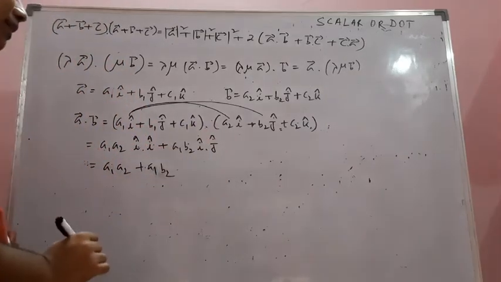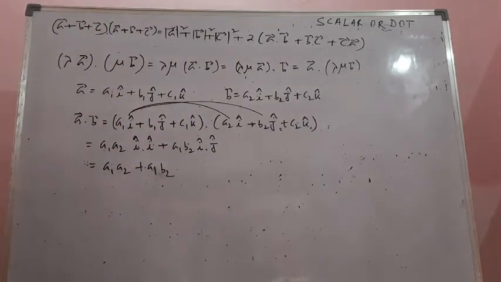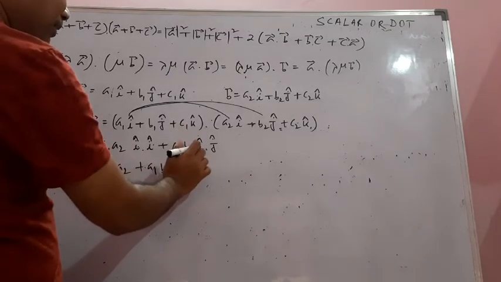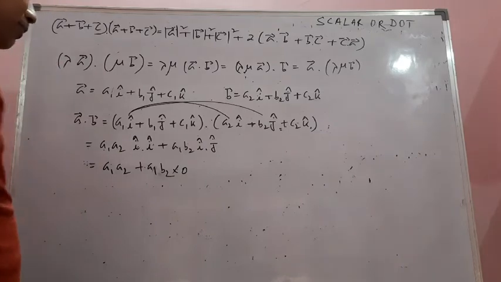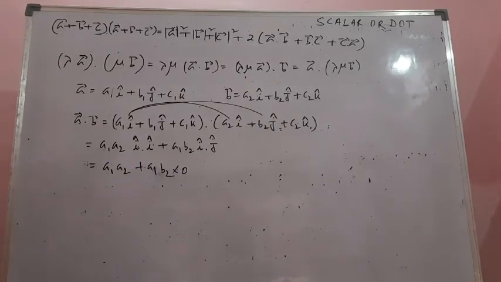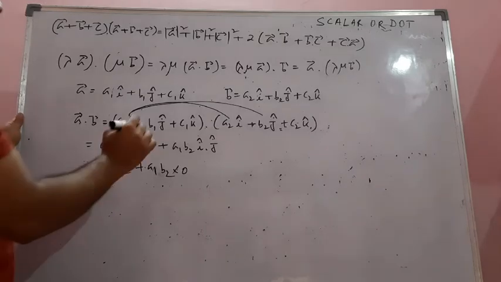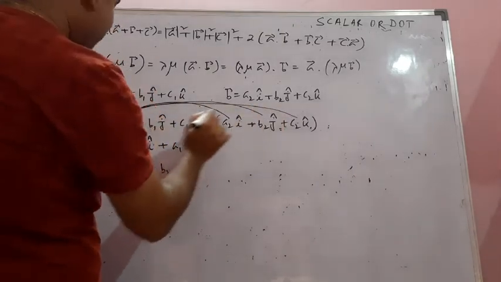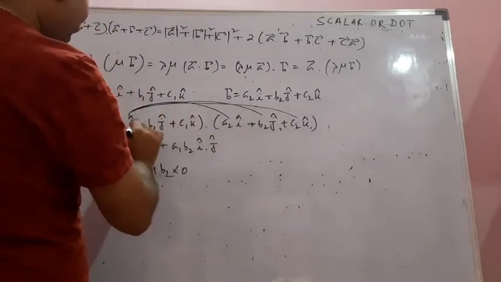i cap is along the x-axis and j cap is along the y-axis. As the x-axis and y-axis are perpendicular, i cap and j cap are also perpendicular. Again, if two vectors are perpendicular, their dot product is 0. So the dot product of i cap and j cap will be 0, and anything multiplied by 0 will be 0.